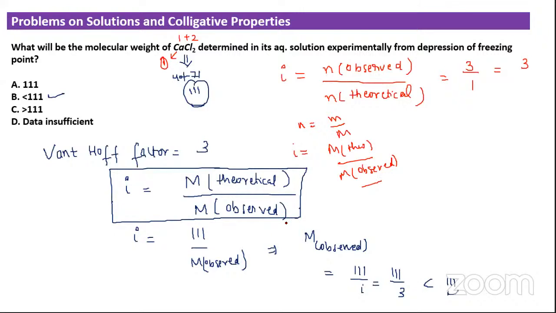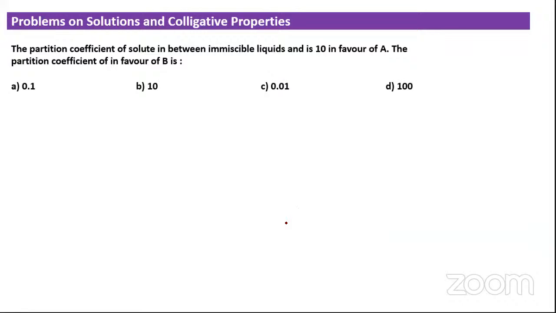Let's move on to the next one quickly. This is our question. The partition coefficient of solute in between immiscible liquids in favor of A is 10. Okay, and they are asking the partition coefficient in favor of B. The simple one line question it is. Partition coefficient का फॉर्मूला लगाइए in favor of B and find the values.